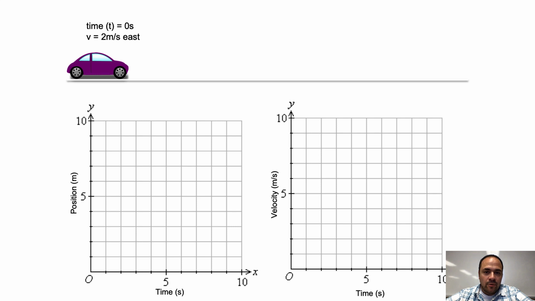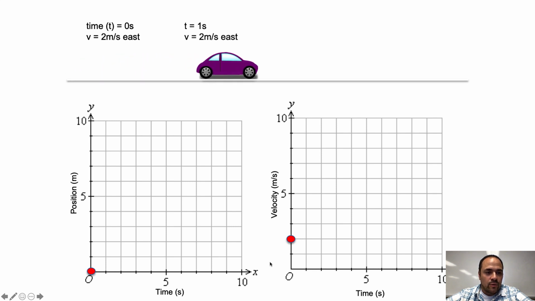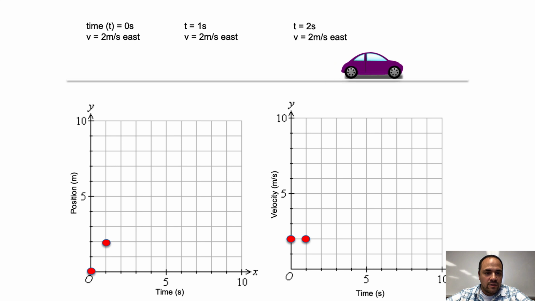We're going to graph them simultaneously so you can see the changes. So position, we start at the origin. Velocity, keep in mind we are starting at 2 meters per second, so we are going to put a point at the y value of 2 for velocity. All right, our next point is at time equals 1 second, and our velocity is still 2 meters per second. So while position is changing, velocity is staying constant. And so we'll plot the other points here.